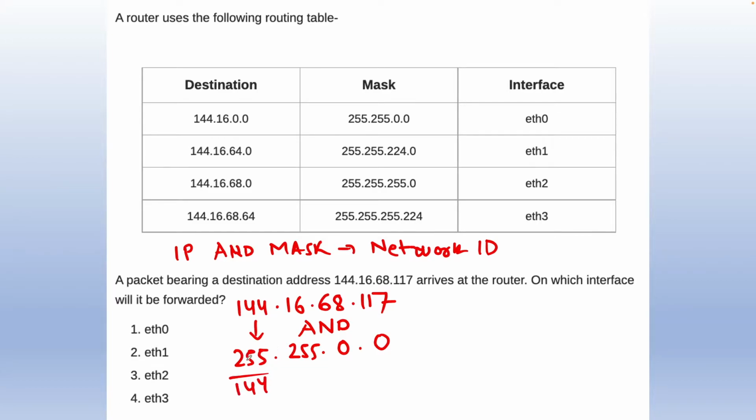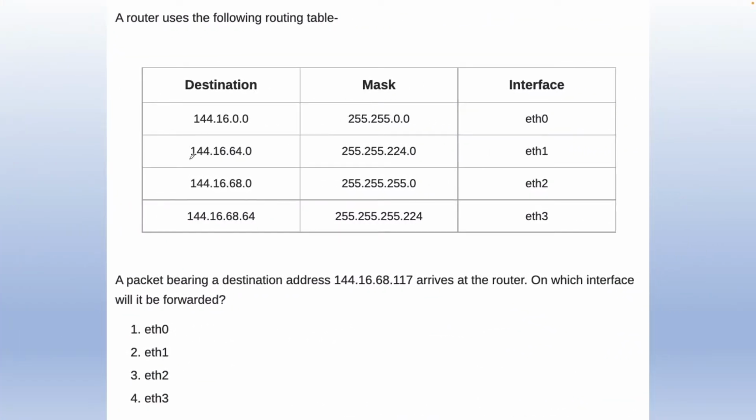Why? Because all are ones in the 255, so anything ANDed with 1 is the same result, right? 16 also will give us 16, and this 68 ANDed with 0 will give us 0. 117 when ANDed with 0 gives us 0, right? So look at the destination, that is 144.16.0.0, so it matches.